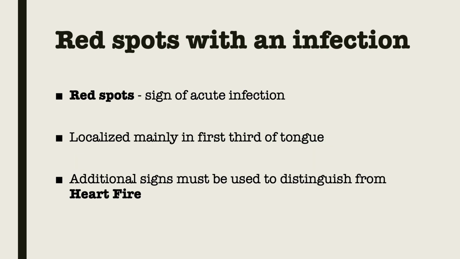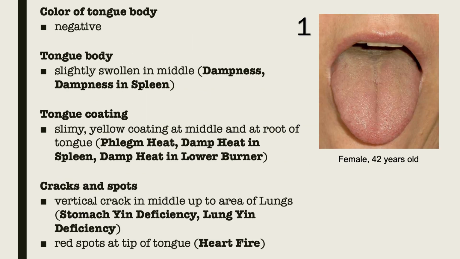Red spots can occur as a sign of an acute infection. In this case, they are localized mainly in the front third of the tongue. Additional signs must be used to distinguish from heart fire. Let's proceed to the cases.